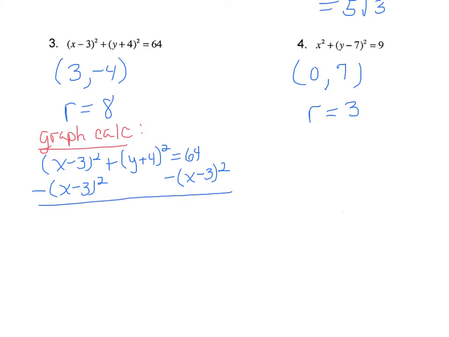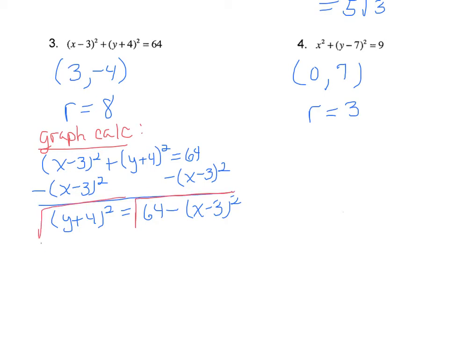So I will end up with y plus 4 quantity squared equals 64 minus x minus 3 quantity squared. I still don't have y by itself. My next step would be to get rid of the squaring. So the opposite of squaring is to square root. So I'm going to square root both sides.